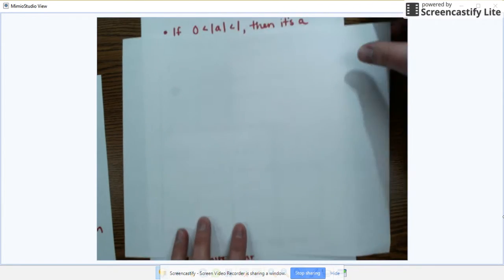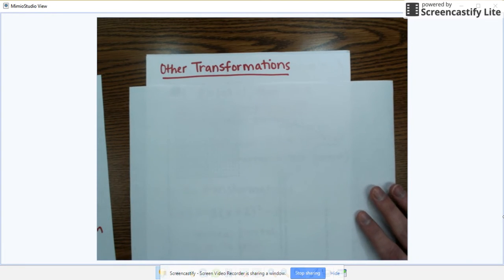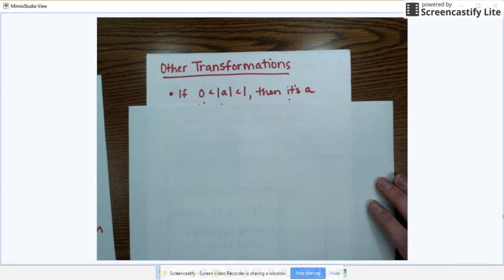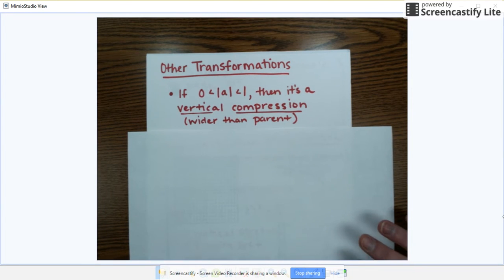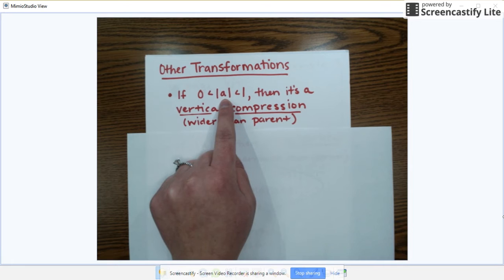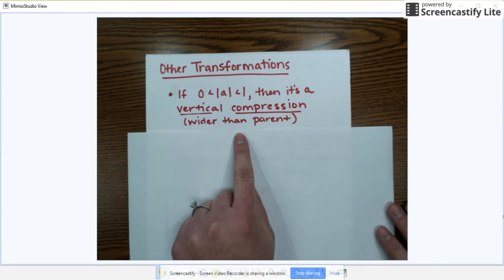There are a few other transformations that I want to talk about. So earlier, when we defined what a transformation was, I said that you could stretch or compress, and we've talked about these with some other functions before. But we have a vertical compression, which means you're still looking at your a value. If the absolute value of your a value is between 0 and 1, so a fraction, then we're going to be looking at a vertical compression. Vertically compress is going to smash it, making it wider than your parent function.